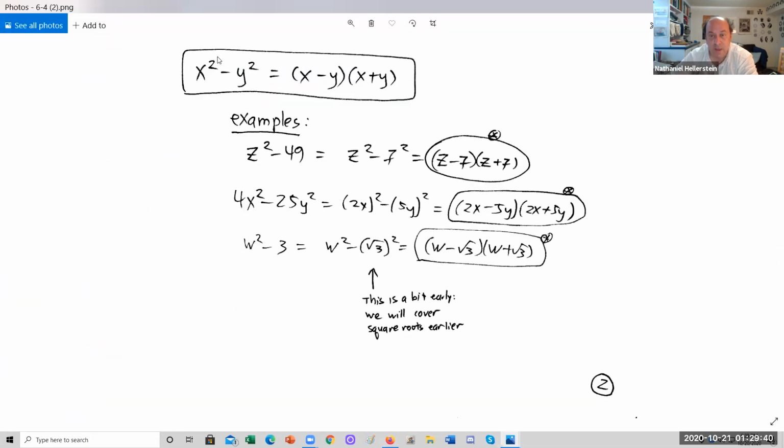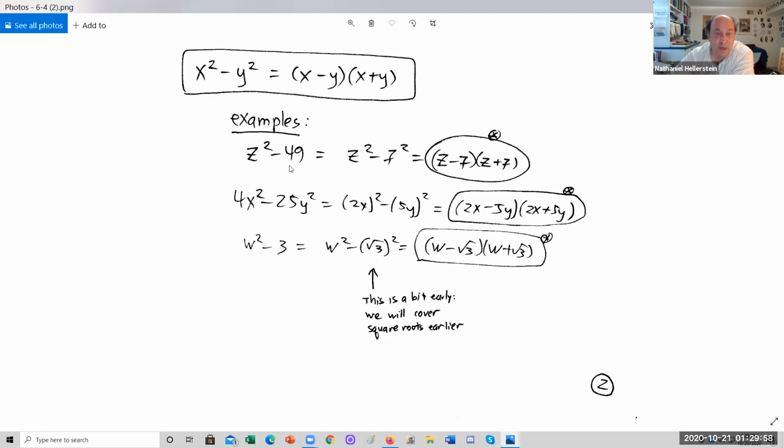Oh, and yes, difference of squares. Difference of squares is difference times sum. I call this the 99 rule, because if x is 10 and y is 1, then 100 minus 1 is 99, and 9 times 11 is 99. So that's my name for it.